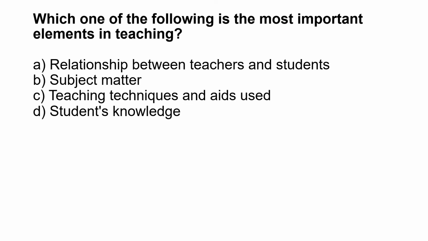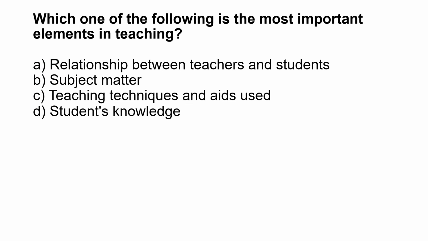Which one of the following is the most important element in the teaching? So here in this question they ask you which of the following is the most important element in the teaching. For this the first option is relationship between the teachers and the student. Second one is subject matter. Third one is teaching technique and its use. And the last one is student knowledge.